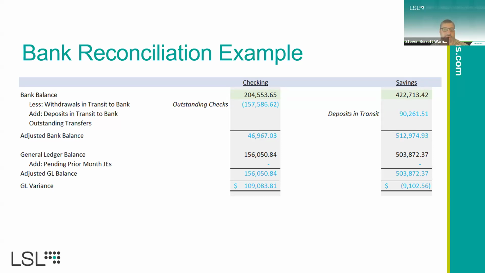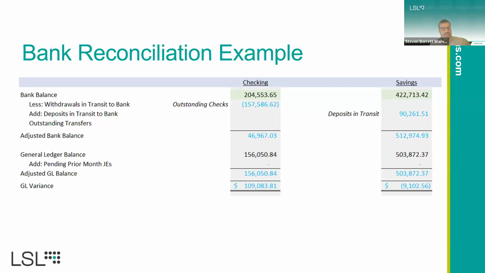Just to reinforce it a little bit, for our savings account, it's similar. In savings, we have 422,000. We know that there are deposits that are being processed in some department somewhere, but maybe haven't hit the bank yet, of 90,000. So we know that in reality, even though the bank says we have 422,000, we've got another 90,000 that's going to hit that bank soon, bringing up our grand total to 512. So our adjusted bank balance here is 512,000.